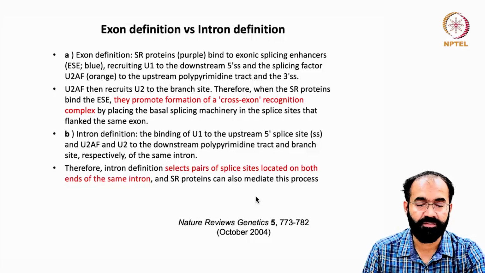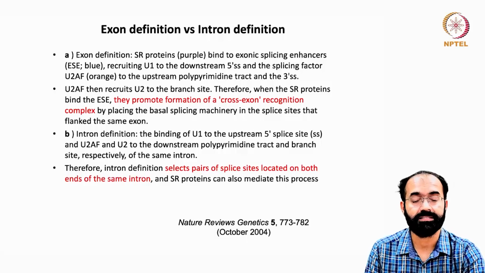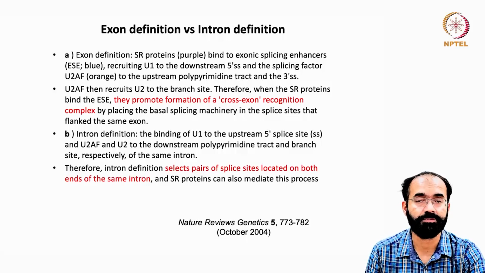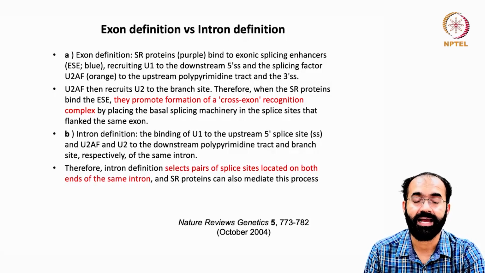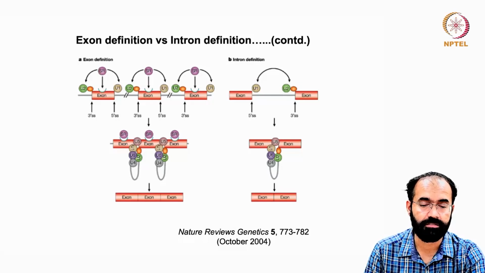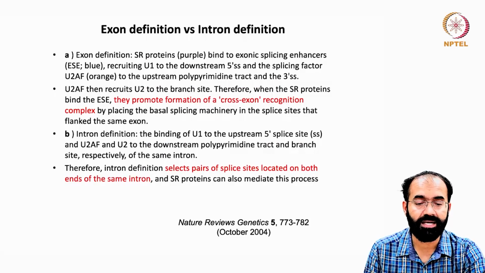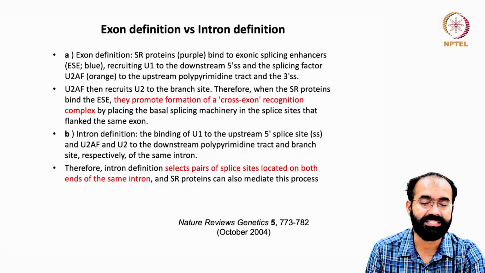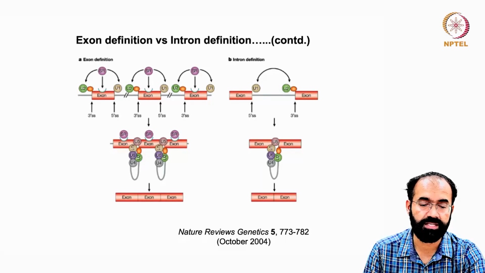So let us see the definition in a verbal manner. Exons contain the SR protein, which in the previous picture we saw bound onto the exon, given in purple color, and they bind to the exonic splicing enhancers, referred to as ESE, which is given in blue color in this picture. And they could recruit the U1 snRNA to the downstream 5' splice site and the splicing factor U2AF, which is given in orange color as you see here.